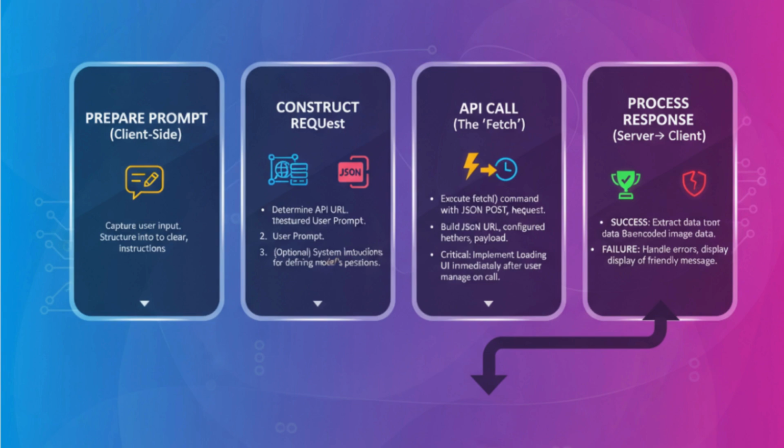Third is the API call. Execute the fetch command, sending the configured request to the server. Critically, a loading UI must be implemented immediately. Fourth is process response, server to client. Upon success, extract the desired text or image data. On failure, handle errors gracefully and display a friendly message to the user.